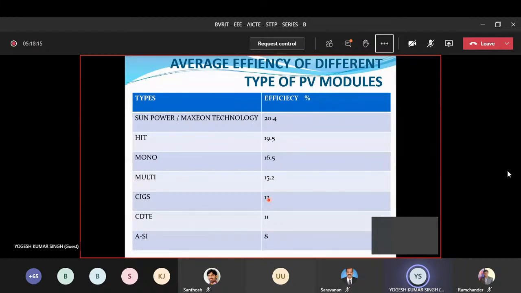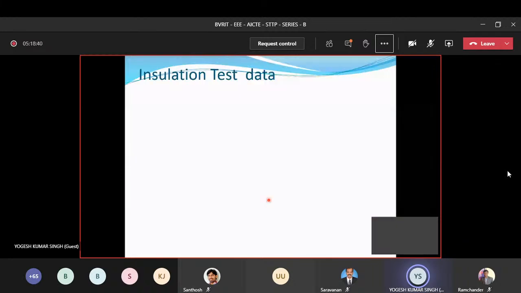The losses are like the cable loss, the thermal loss, the temperature loss, then the soiling loss, then the module mismatch loss, then the incidence angle modifier loss. So these types of losses will happen in the system. These are the important considerations for PV module and system design. So that's all from my side. Thank you very much.